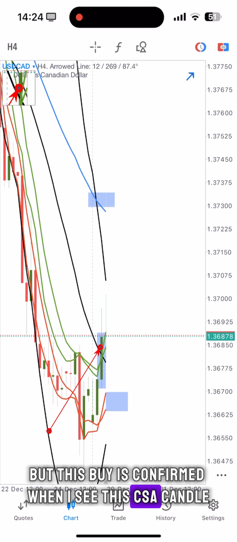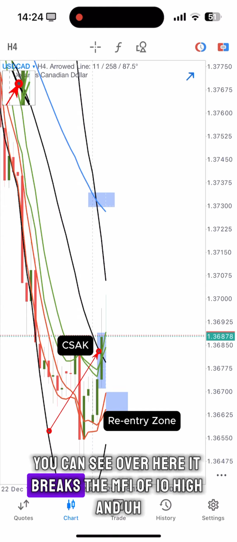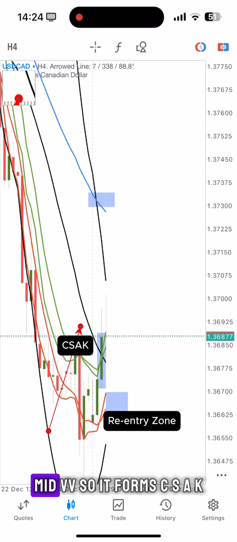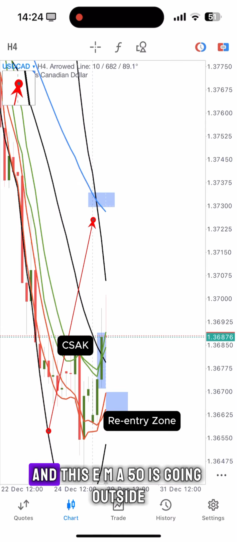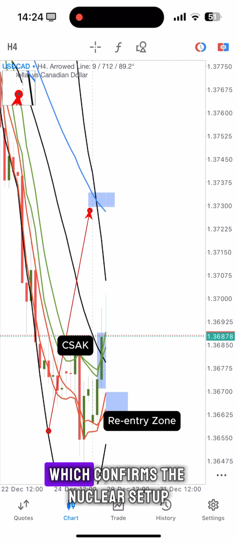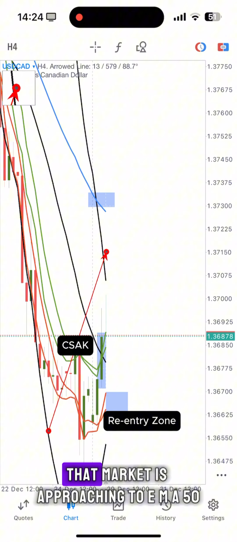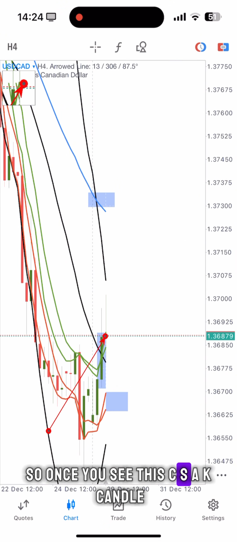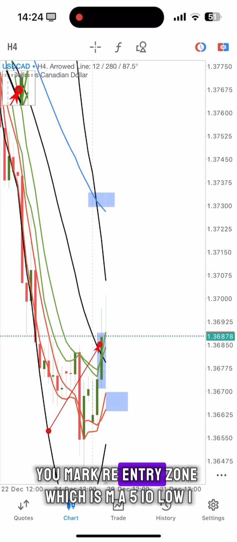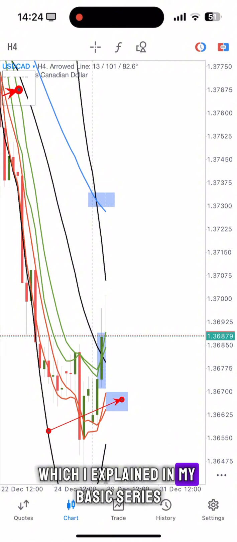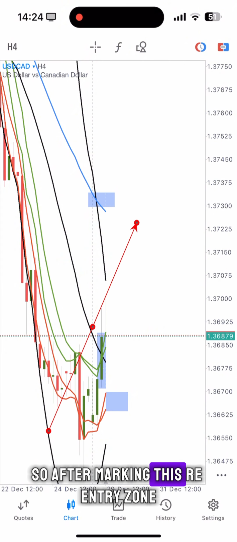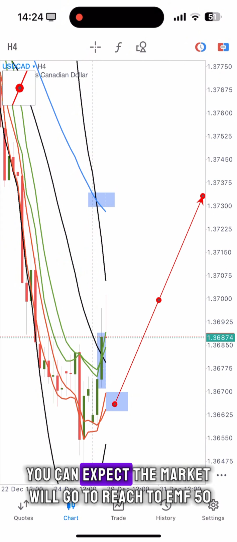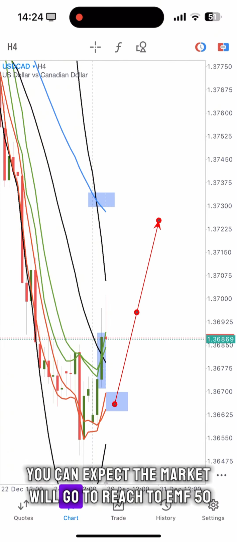I see this CSAK candle. You can see over here it breaks the MA510 high and mid BB, so it forms CSAK, and this EMA 50 is going outside, which confirms the nuclear setup that market is approaching to EMA 50. So once you see this CSAK candle, you mark re-entry zone, which is MA510 low, which I explained in my basic series. So after marking this re-entry zone, you can expect the market will go to reach to EMA 50.